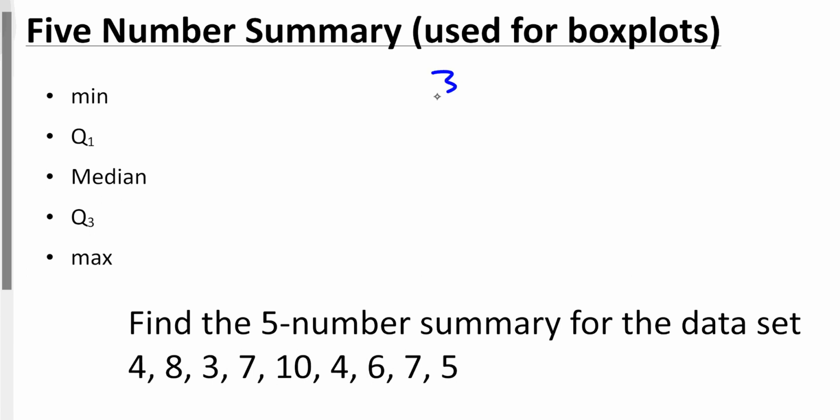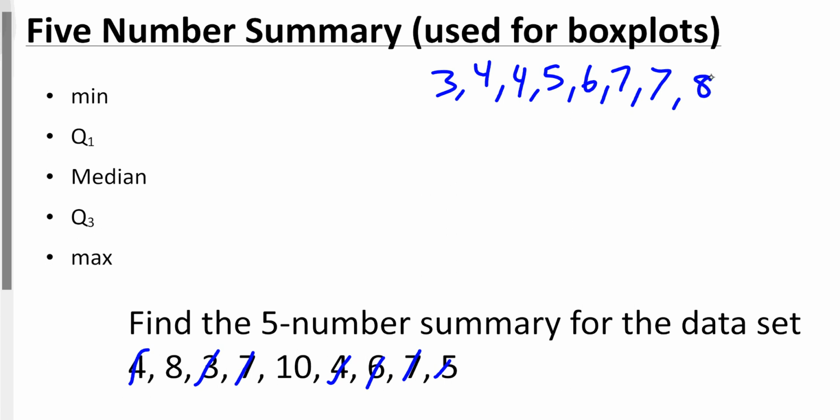So I'm going to put those right away in order: 3, 4, 4, 5, 6, 7, another 7, an 8, and a 10. Once I have them in order from least to greatest, I can easily find some of these things. So the minimum, 3, no problem.